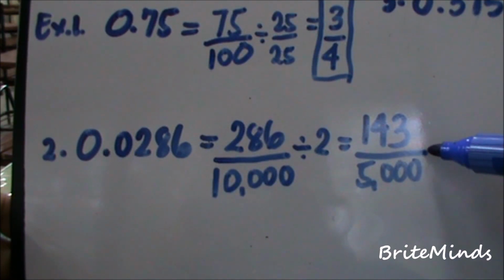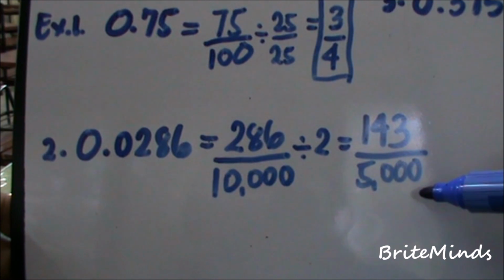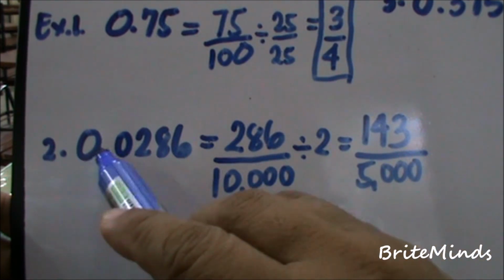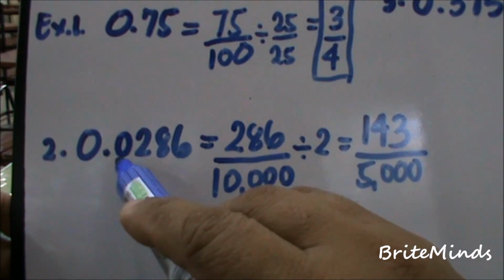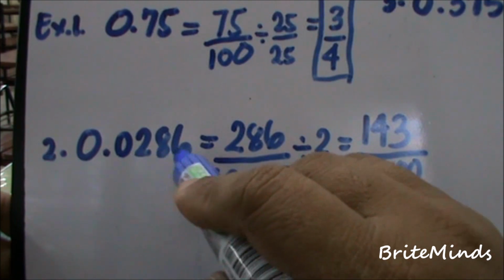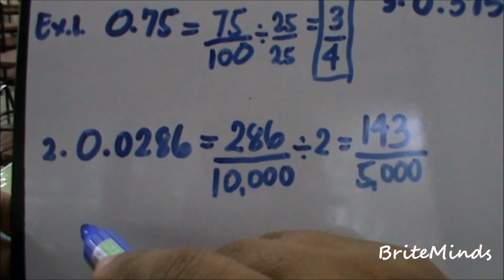Okay, so if you're going to check if your work is correct, simply do division. 143 divided by 5,000 will come up with the same answer of 0.0286 or 286 ten-thousandths.